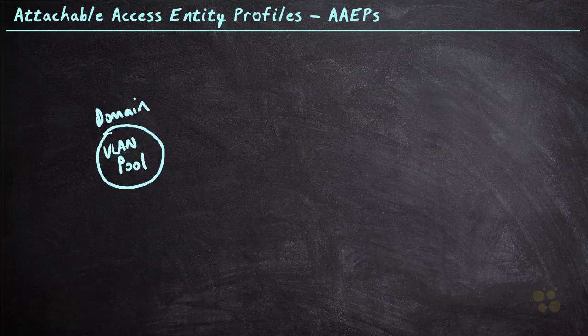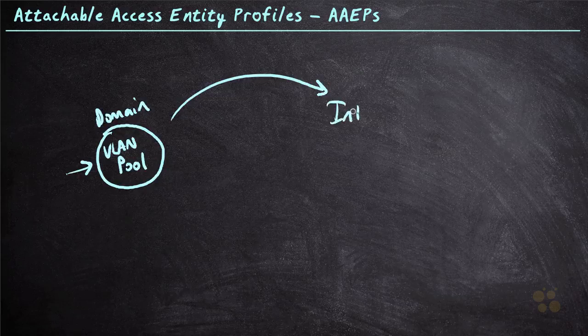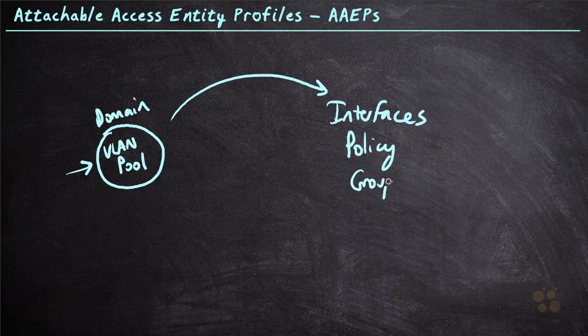Now our goal is to map this domain. Again, think of it from a VLAN perspective. We want to map this domain to a set of interfaces. Now ACI doesn't allow us to map straight to interfaces. Instead, we have to map to something called an interface policy group. And this interface policy group will eventually get us to the actual interface, which again is the overarching goal.